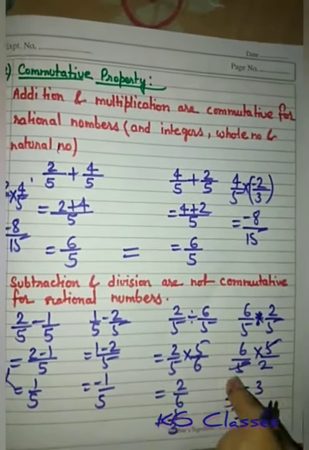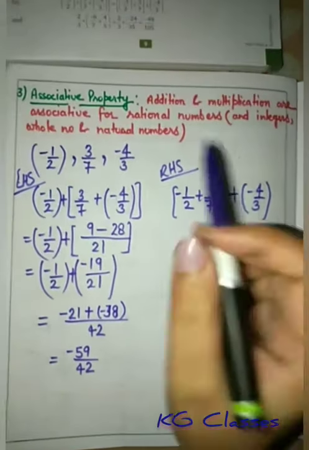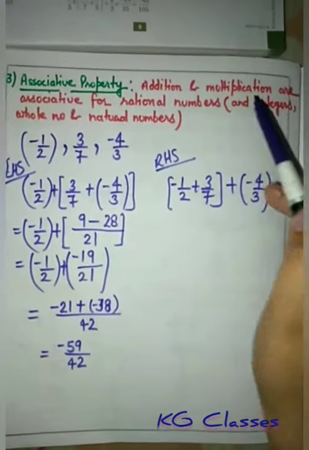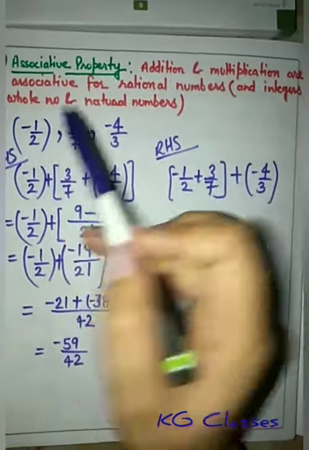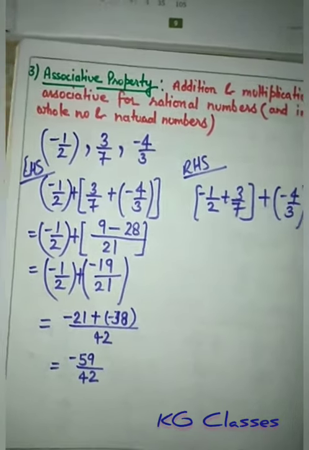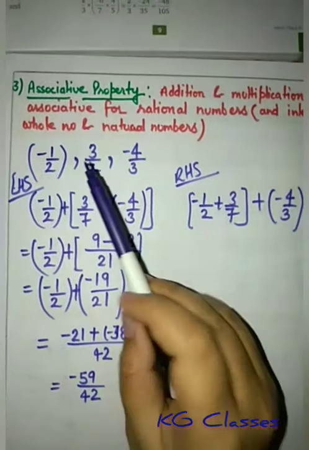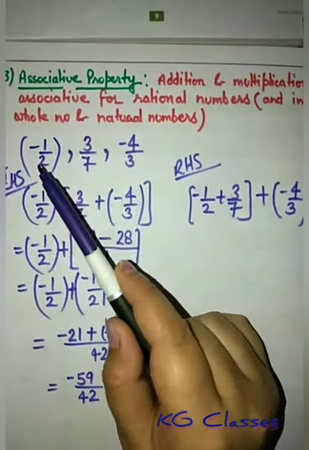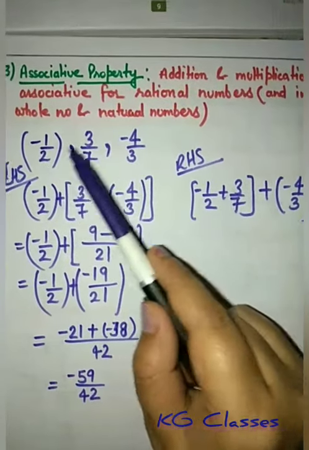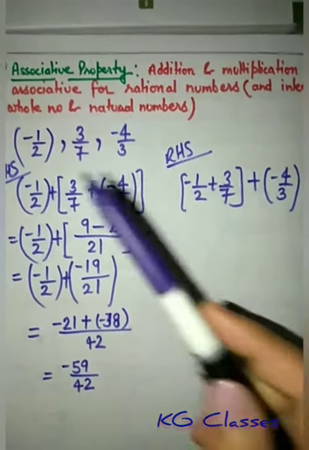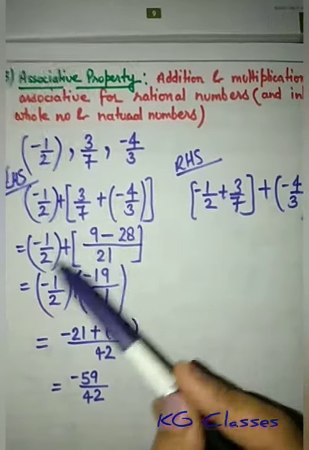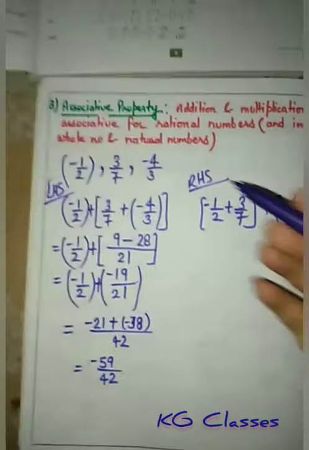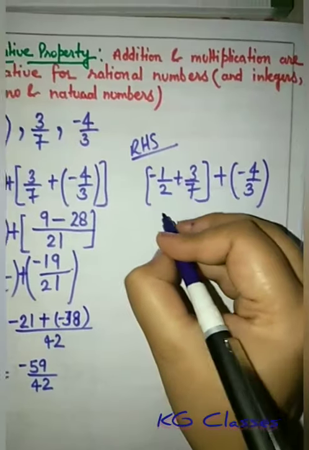It is proved here. Our next property is associative property. Addition and multiplication are associative for rational numbers. Integers, whole numbers and natural numbers, we have already studied this before. So let's see how. Let's take three rational numbers, this one, this and this. We apply on the left hand side. What will we get? This. And let's solve the right hand side.